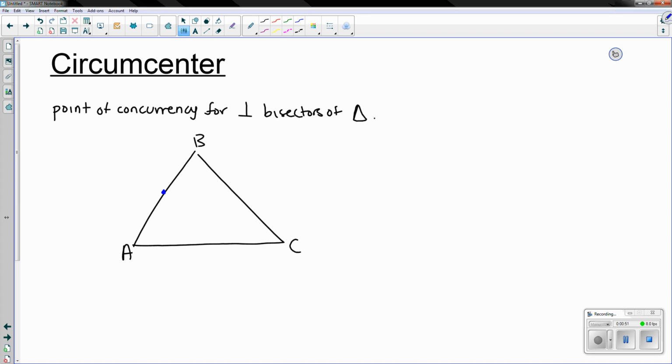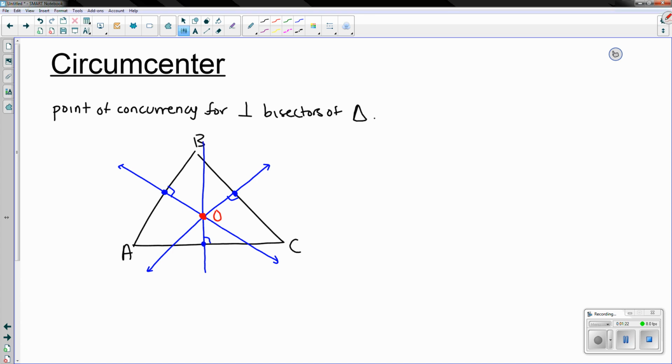So let's say that this point here is the midpoint of AB, we have the midpoint of BC, and we have the midpoint of AC. And we have to draw lines that run perpendicular to that. And you'll notice we have this point here where they all intersect, and that is our circumcenter. We'll call that point O.